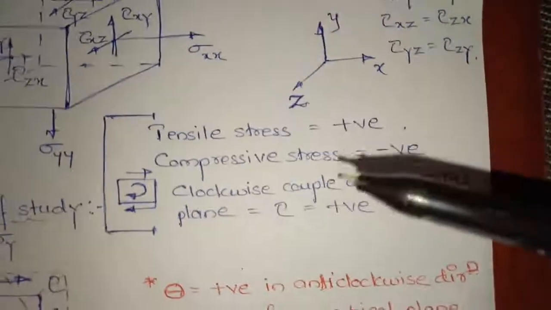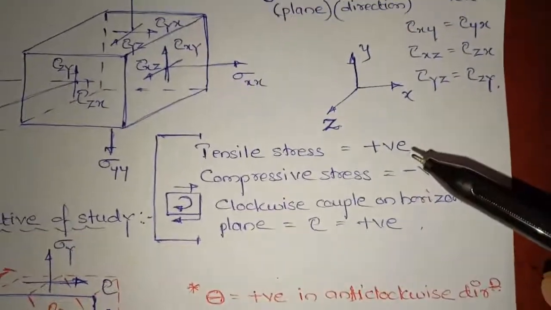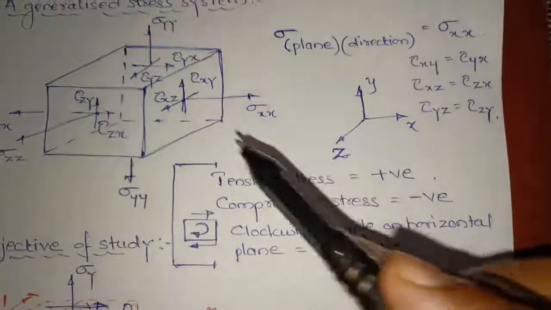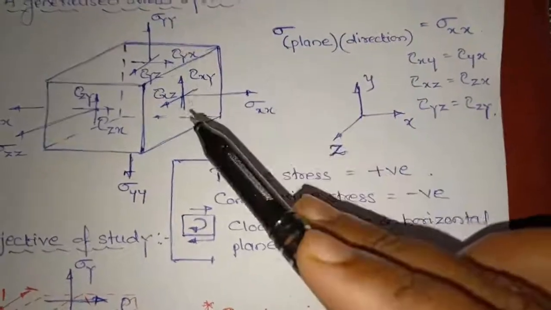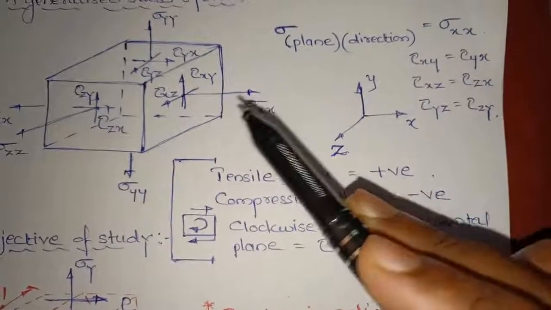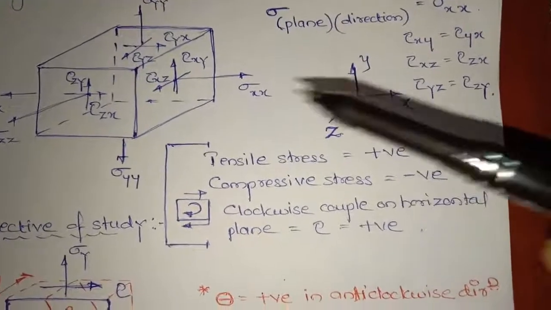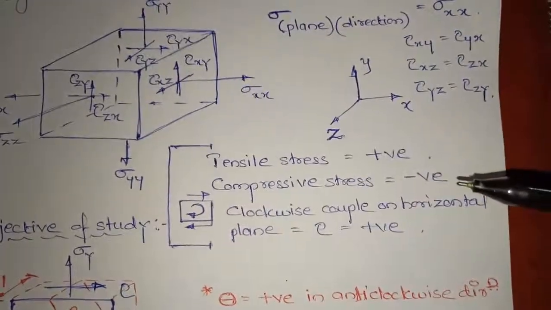Let us see the sign convention. Tensile stresses are indicated with a positive sign. So this is tensile in nature: acting away, the direction is away from the body, so this is tensile, it is positive. Compressive: if the direction is towards the body, then it is negative.